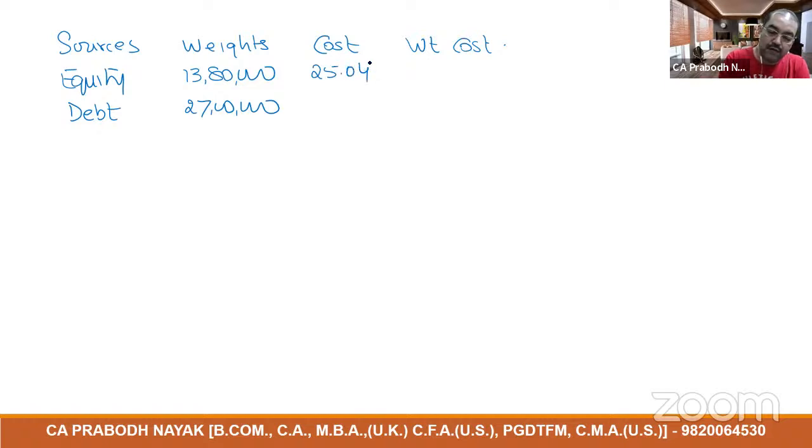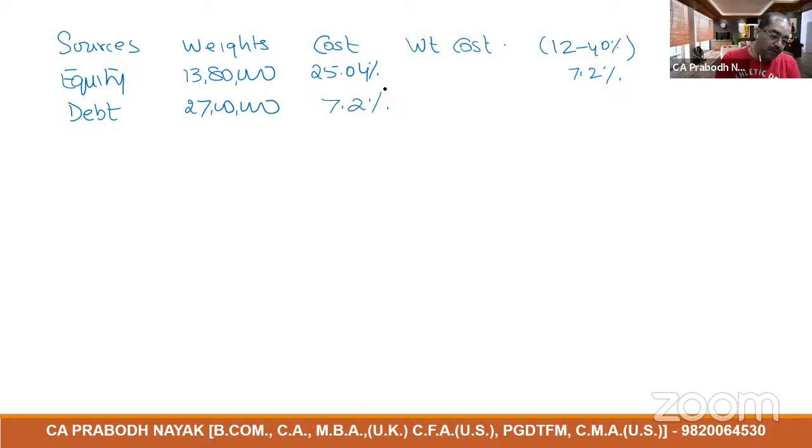What is cost of debt? What are the figures here? What is the cost of debt? 12%, but 12% is before tax. What is your actual cost of debt? 12% minus 40%. How much is that? 7.2%.